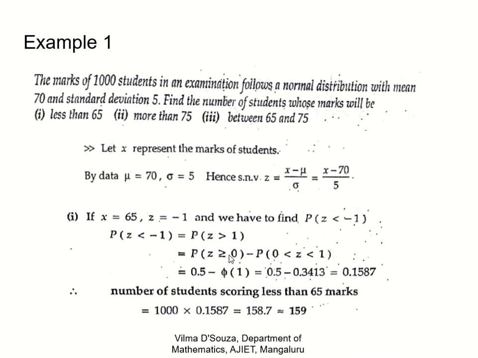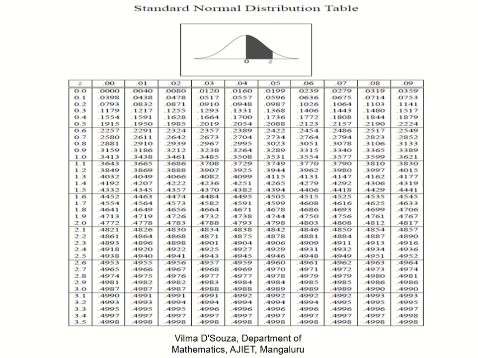So what is P of z greater than or equal to 0? P of z greater than or equal to 0 is 0.5, right? The area from 0 to infinity is 0.5, it is fixed, minus the area from 0 to 1, which can be written as phi of 1. So go back to the table and check what is phi of 1.